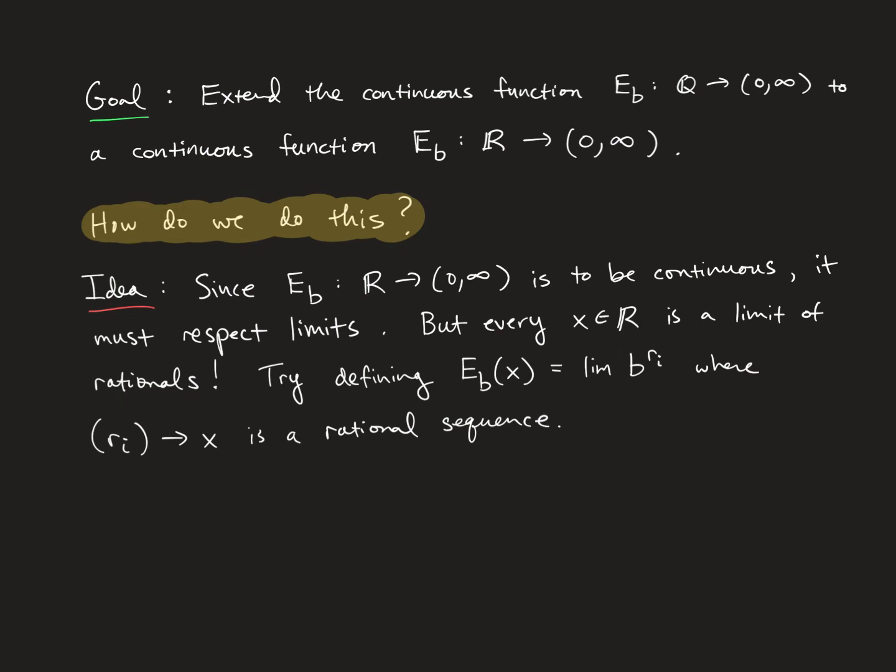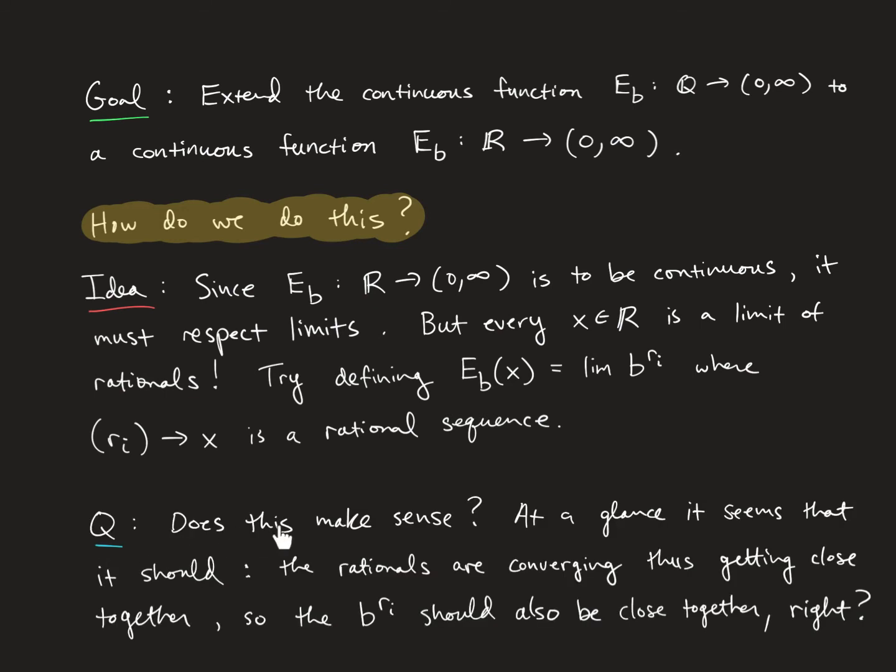So if we take a rational sequence which converges to some x, then for this extension function, it has to be the case that the exponential of those rationals, b to those rationals, is converging to b to the x, whatever that b to the x is to mean. But we know what the exponential on those rationals means, so that suggests defining the exponential of x with base b to just be the limit of those rational exponents. Okay, so that seems to be the natural idea.